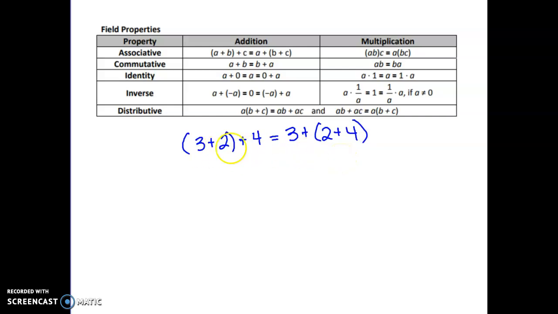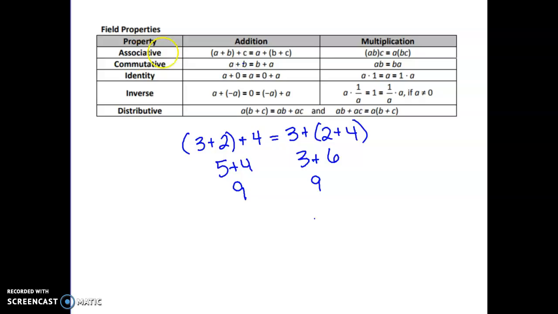So if I actually did this with order of operations, I do 3 plus 2 is 5, 5 plus 4 is 9, and on this side I would get 2 plus 4 is 6, and 3 plus 6 is 9. So they're equivalent. So you can change the groupings and get the same answer, and that works for addition, and it also works for multiplication.